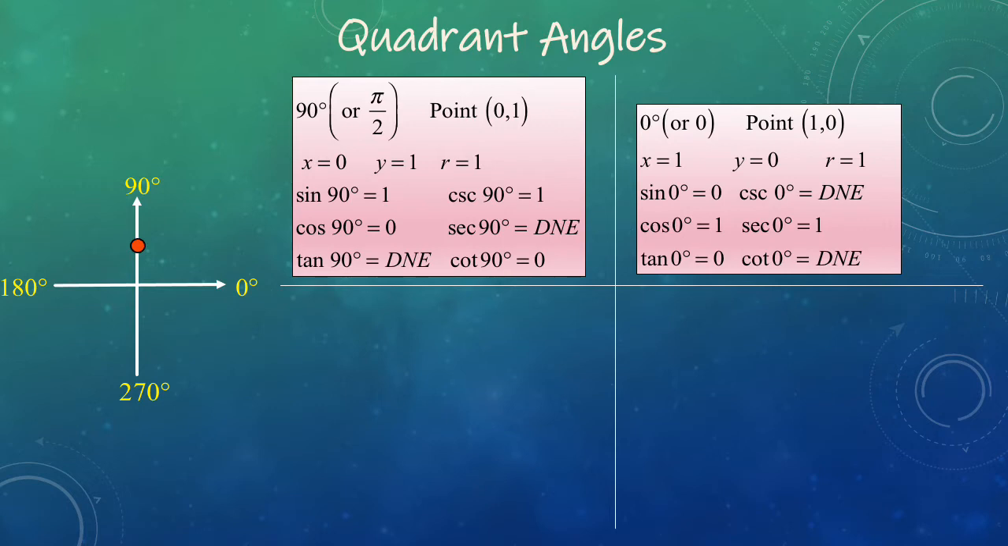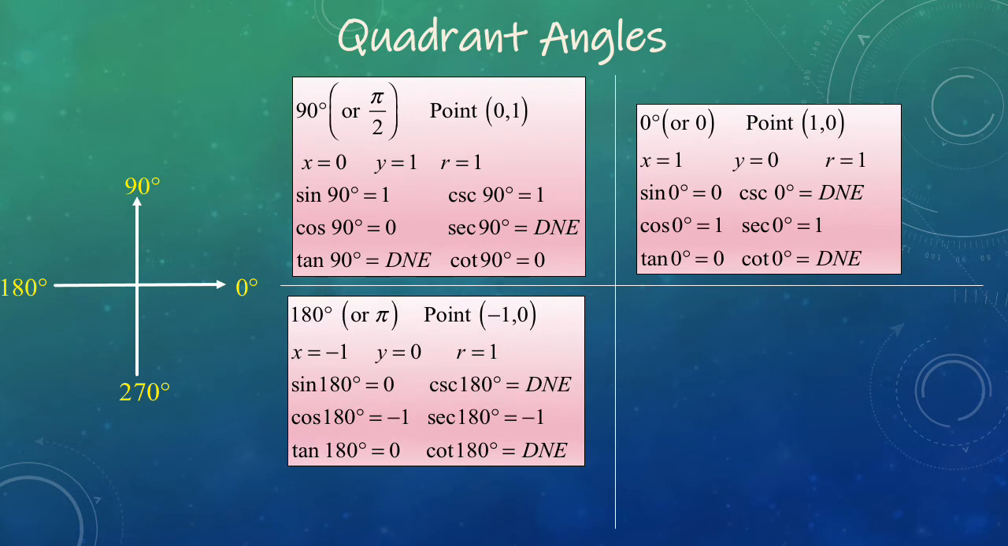So sine of 90 degrees, y over r, is 1, while cosine of 90 degrees, x over r, is 0. Tangent of 90 degrees, y over x, does not exist. Cosecant of 90 degrees, which is r over y, is 1, while secant of 90 degrees, r over x, 1 over 0, does not exist. And cotangent of 90 degrees, x over y, 0 over 1, is equal to 0.